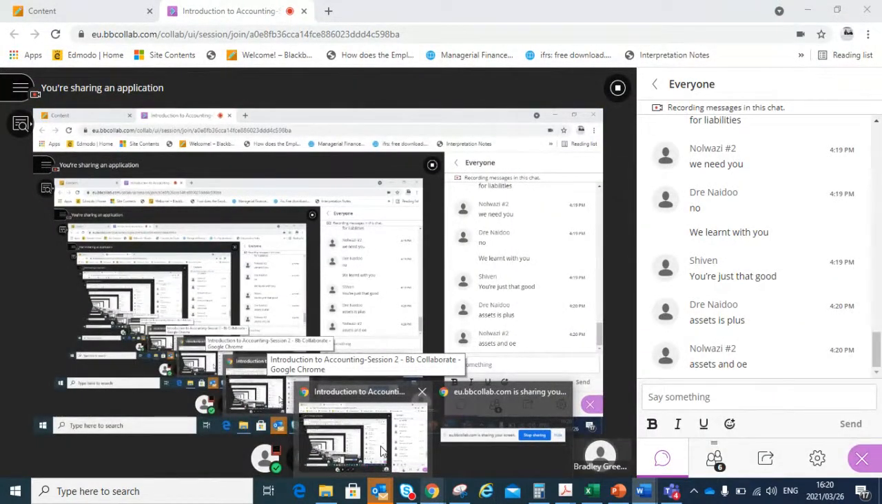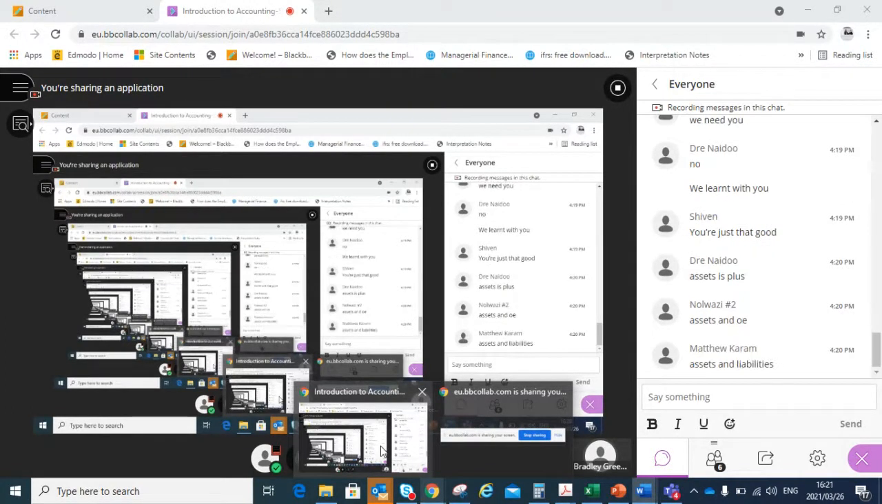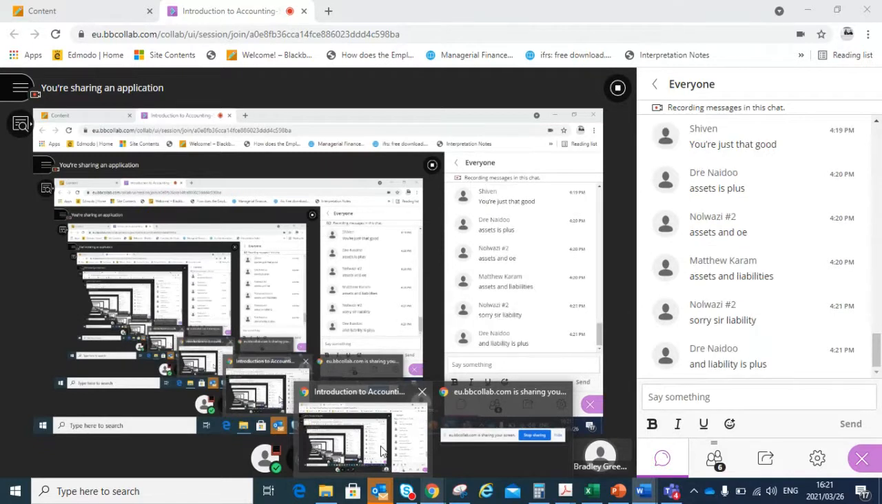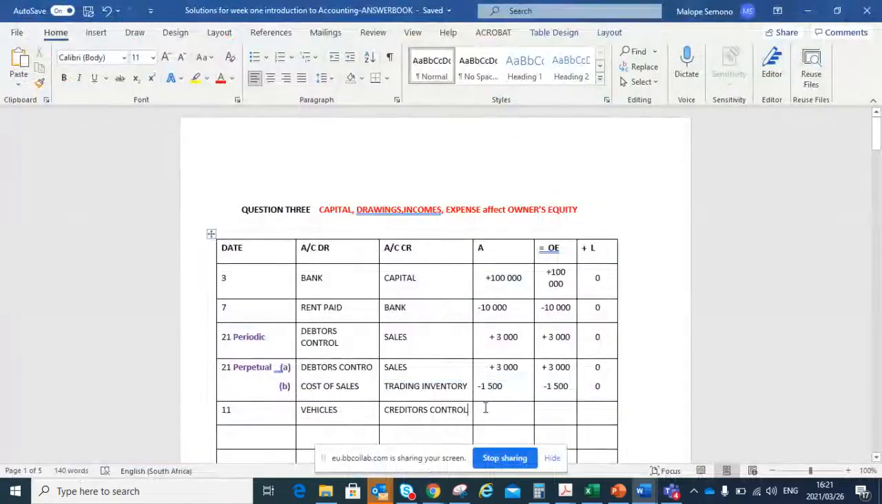Assets and owner's equity. Let's wait. Who supports Nolwazi? Nolwazi, can I ask a question? For you to affect owner's equity, I said you must see which groups of accounts. Matthew said assets and liabilities. I agree with Matthew. Remember, Nolwazi, it's okay. Remember, we're learning here. Perfect. Thank you so much, Dre. So I'm going to affect plus 50,000.